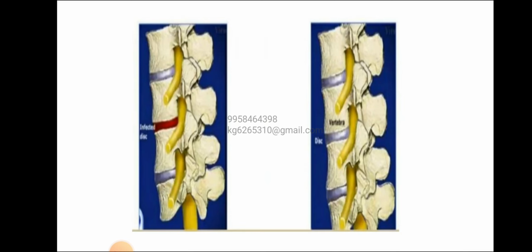You can see in the picture, in the first image, the infected disc is being shown. So the bacilli have reached from the primary focus to the disc space through the bloodstream. That is step one.